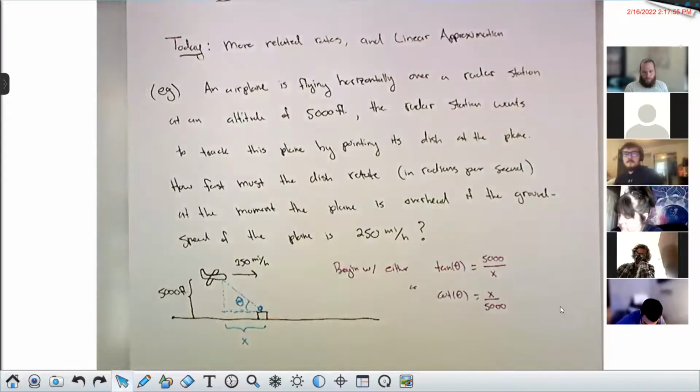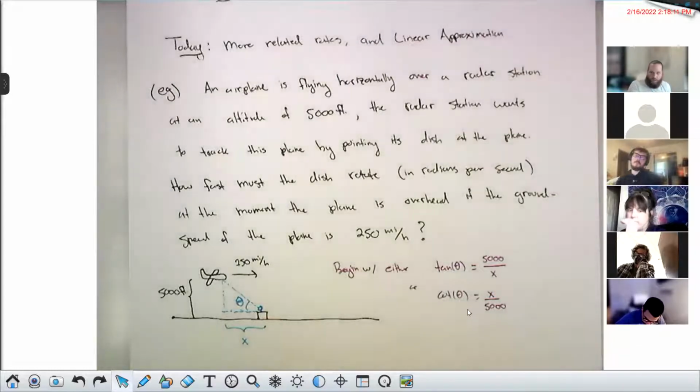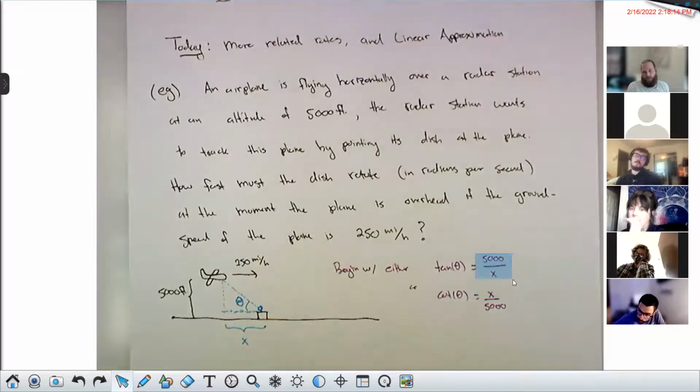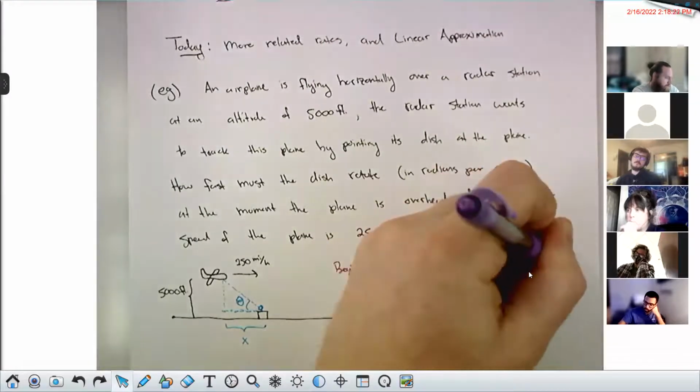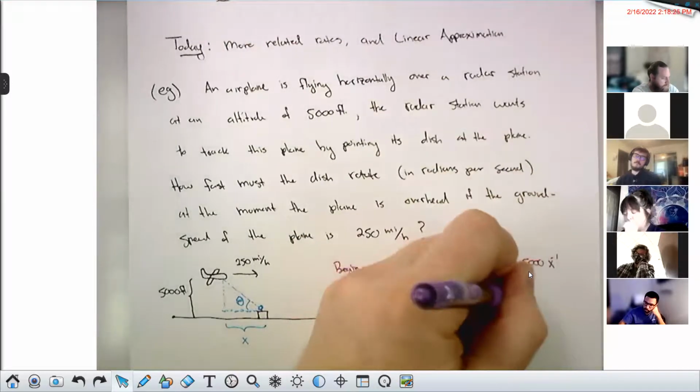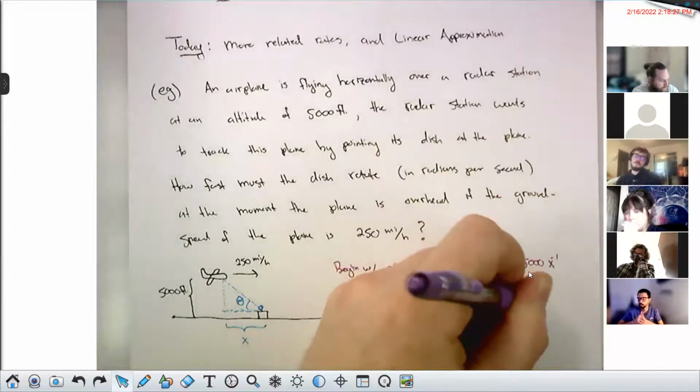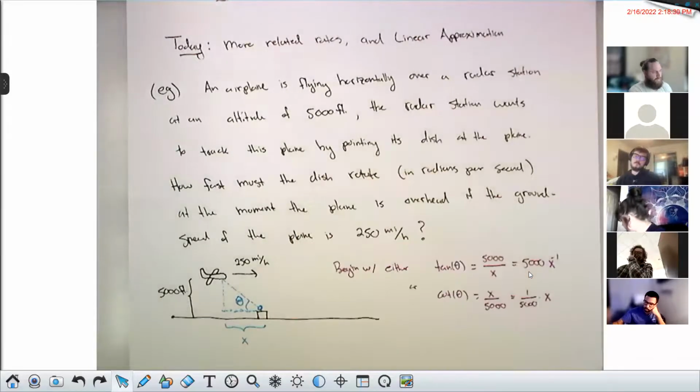Being mindful that we're going to have to differentiate through one of these implicitly with respect to time, I would actually prefer to use the second one, because then the x is upstairs, and I can think of this as 1/5000 times x, which is easier than this where the x is downstairs. You can think of this as 5000 times x to the -1, whose derivative isn't quite as nice as 1/5000 times x to the +1. Right? I would rather differentiate the bottom.